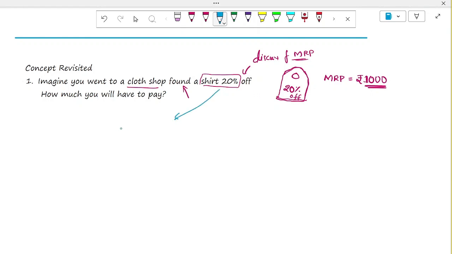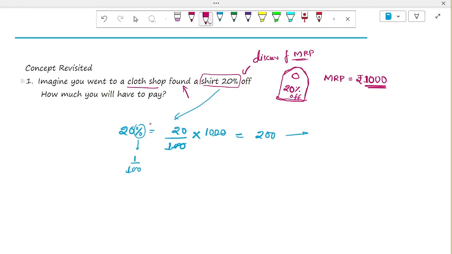Take this 20%. 20% can be written as what? 20 divided by 100, right? Because this percentage symbol can be written as 1 by 100, per 100. And then you are going to multiply the MRP with this, that is 1000. So how much will it be? It will be equal to 200 rupees. So the shop is giving you 200 rupees off on a 1000 rupee shirt.